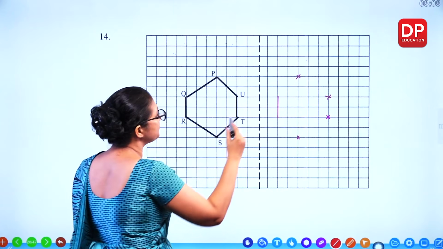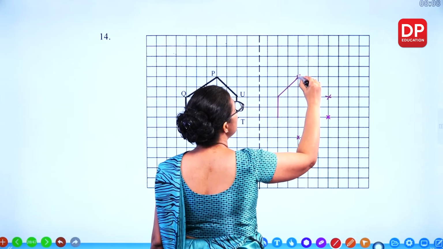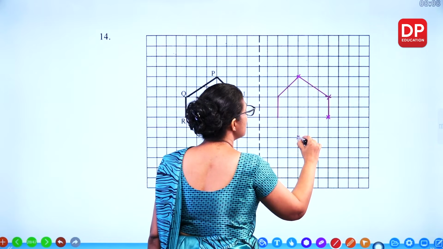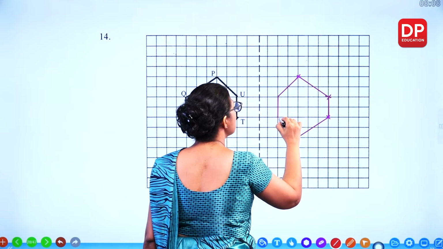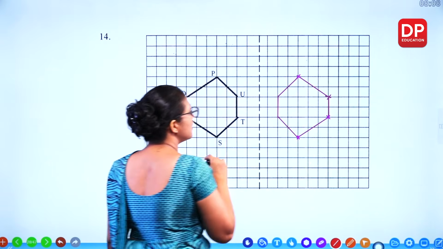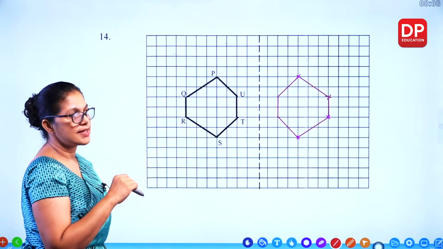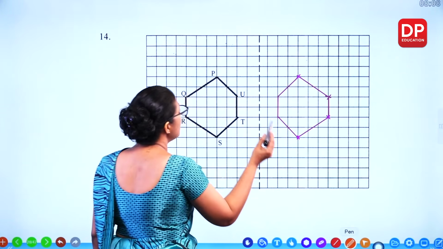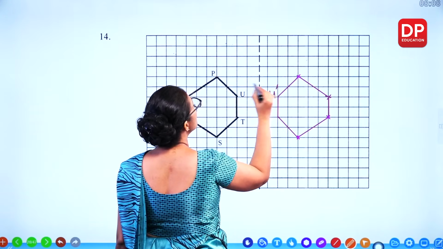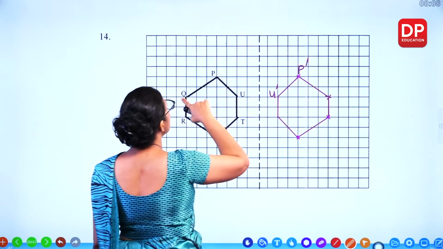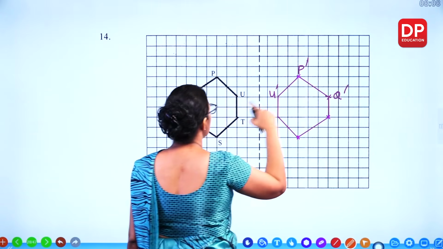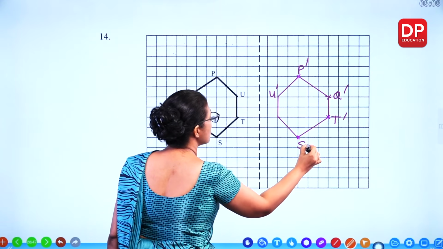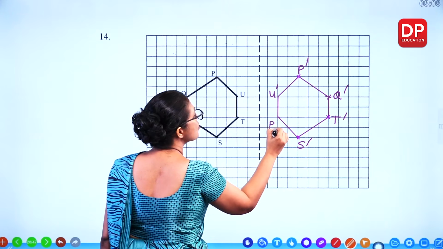Now connect here to here. You can connect all these points like that. First, it's better to mark the points and then connect. So we can label the figure U dash, P dash, Q dash, T dash here, S dash, and R dash.